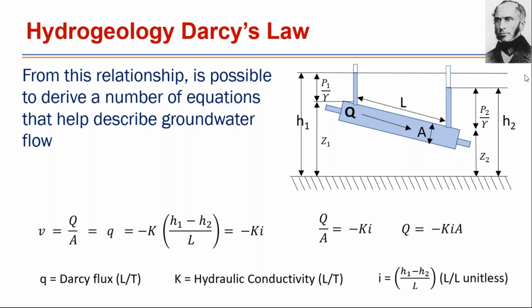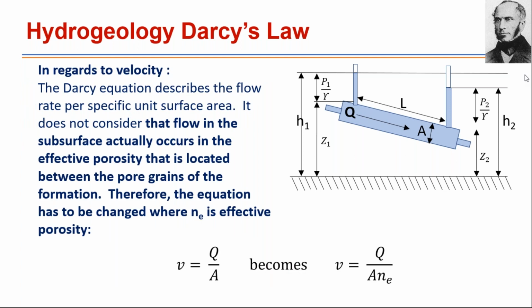And then from that, you can get hydraulic conductivity. H1 minus H2 over the length, that's your i, that's your gradient. And q equals K, hydraulic conductivity, times gradient. So Q over A equals Ki, and q equals minus Ki. The negative is important because it's inversely proportional. So we'll get more into the hydraulic conductivity.